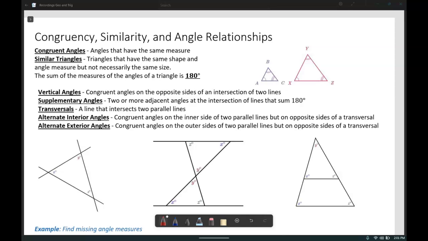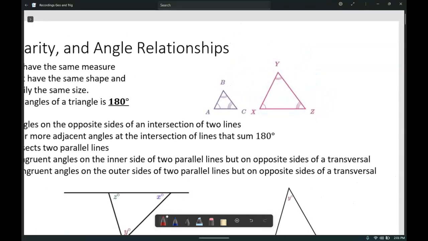So one of the conventions that you'll see within geometry and trigonometry is the convention of congruency within angles and triangles, as well as similarity. And so here we have two triangles labeled A, B, and C, X, Y, and Z. And we have these little markings where we see a single arch, a double arch, and a triple arch. That means that these angles are congruent in size, meaning they're the same measure.